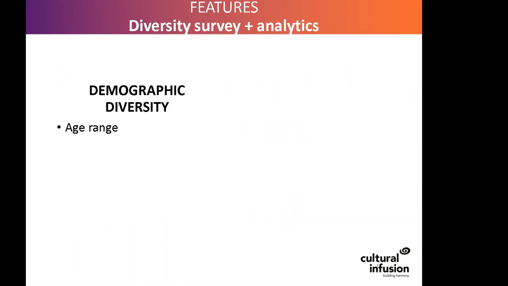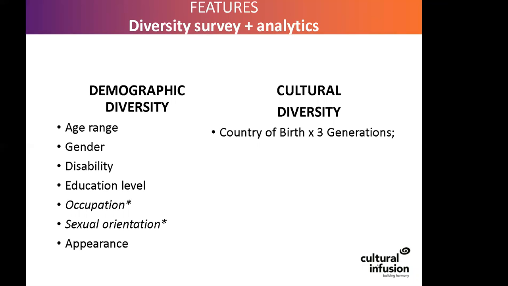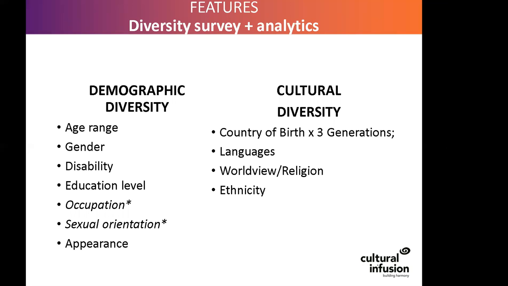The demographic categories that we look at are age range, gender, disability, education level, occupation, sexual orientation, and appearance. The cultural diversity pillars underpinning Diversity Atlas start with country of birth, going back 3 generations, using the United Nations database of countries. We have a database of 7,500 languages. We have a database of 650 religions, and we look at their sub-branches and subgroups.